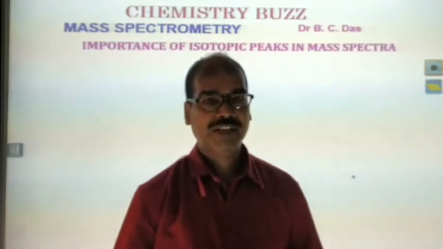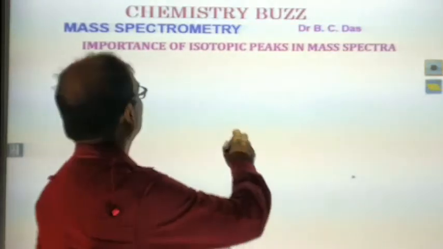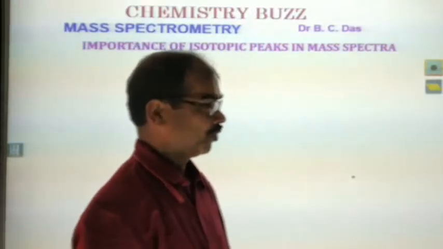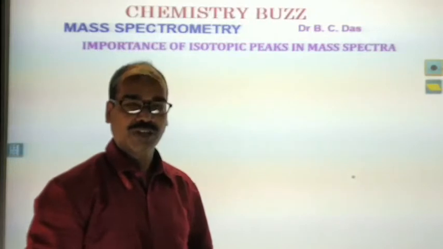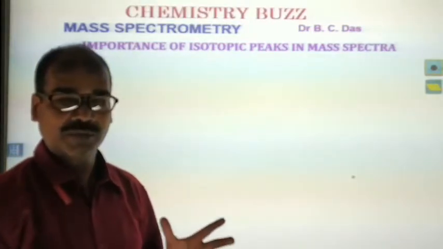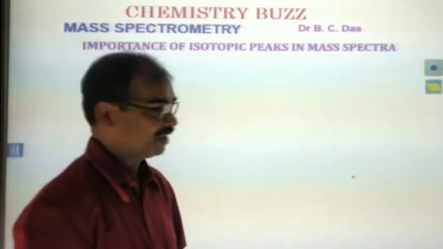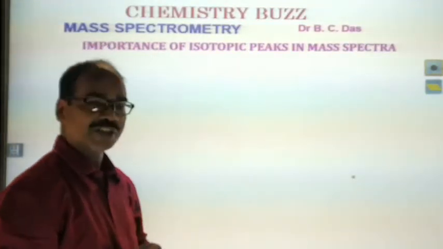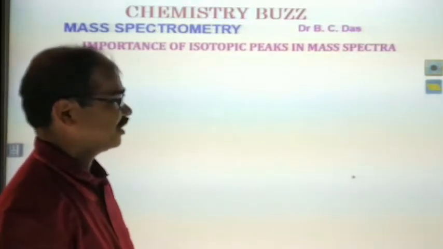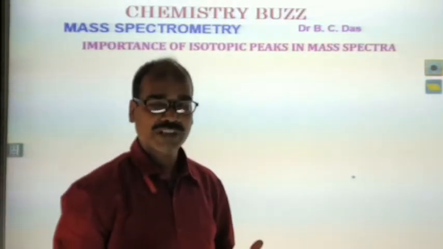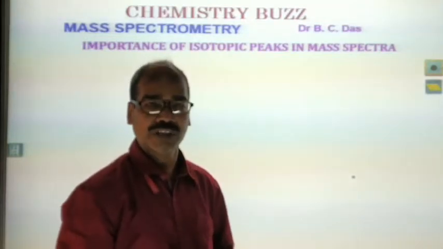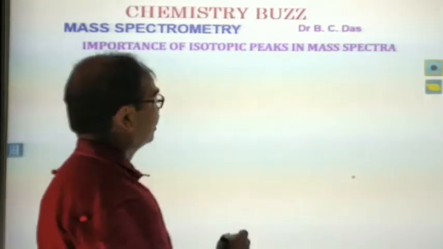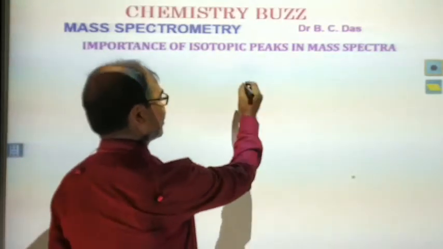Today in this video I will discuss the importance of isotopic peaks in mass spectra. In the previous video I discussed the parent ion peak, metastable ion peak, and base peak. So before starting the importance of isotopic peaks, why are isotopic peaks found in the mass spectra? Let us start from the atomic mass and mass number.